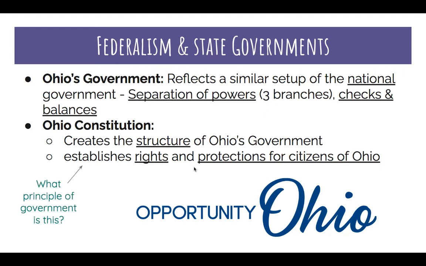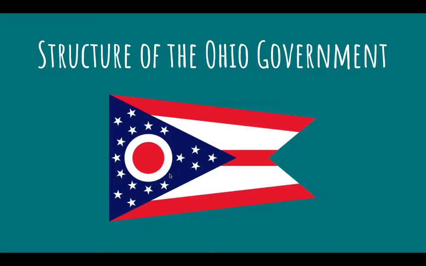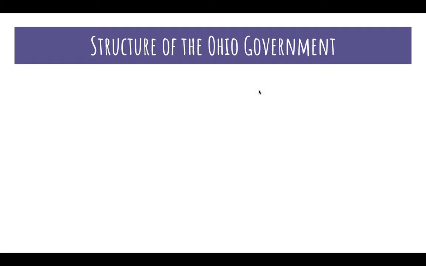And when we're talking about principles of government, this is going to be an example of limited government, right? Because it's outlining what it is that the state of Ohio and the government of Ohio can and cannot do in regards to the rights of citizens. So let's get into the structure of the Ohio government. And you guys should see some parallels or similarities between Ohio's government and the US federal government that we've been talking about in our class so far.